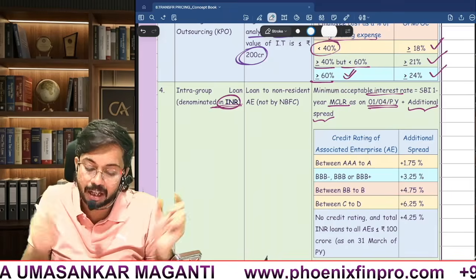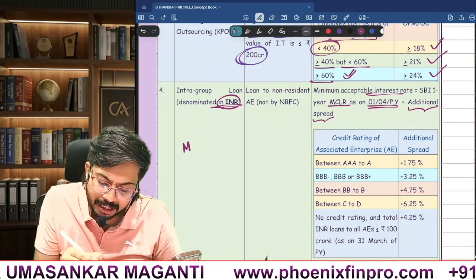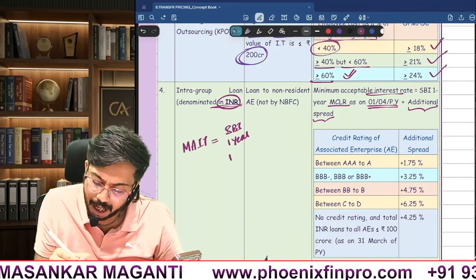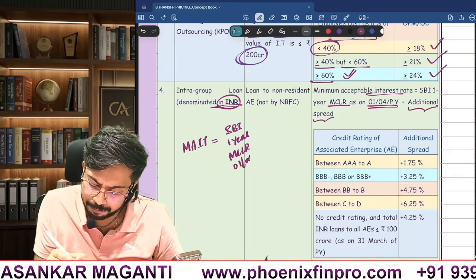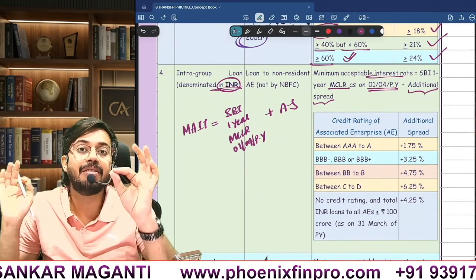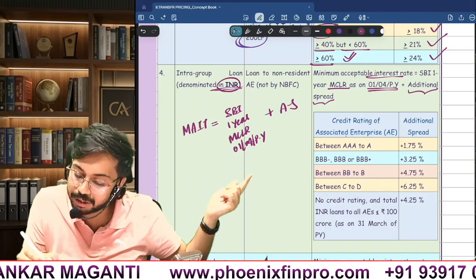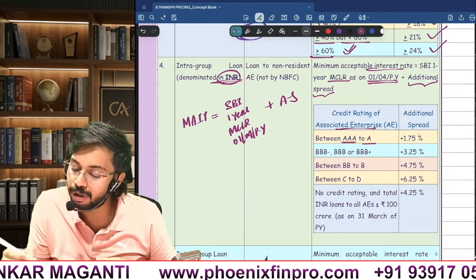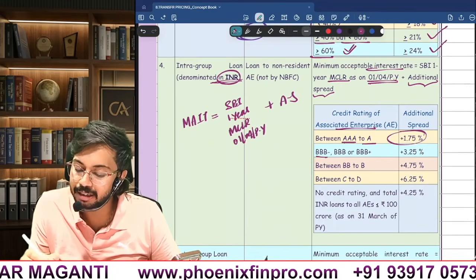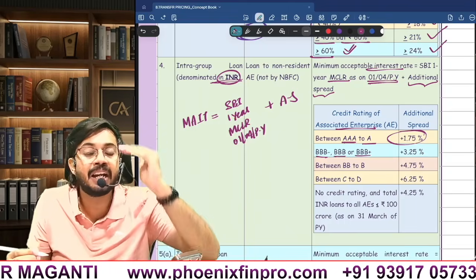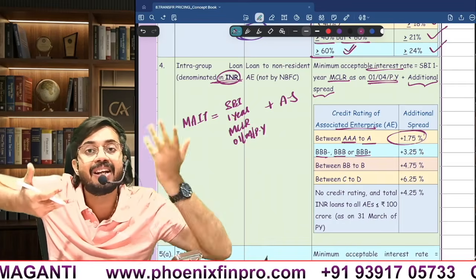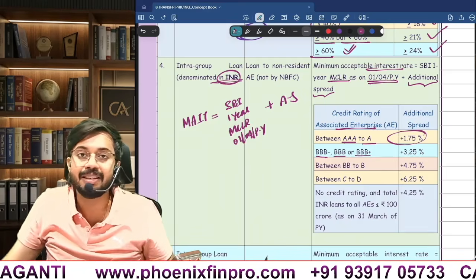minimum acceptable interest rate: how much is the minimum interest rate it should charge? SBI 1 year marginal cost of lending rate as on 1st April of previous year plus additional spread. Additional spread is decided based on credit rating. If the credit rating of the associated enterprise is triple A to A, you have to add additional spread of 1.75%. If credit rating is triple B minus to triple B plus, that means if credit rating decreases, interest rate increases. Because if credit rating decreases, risk increases. Whenever risk increases, interest rate also increases. Are you able to understand?